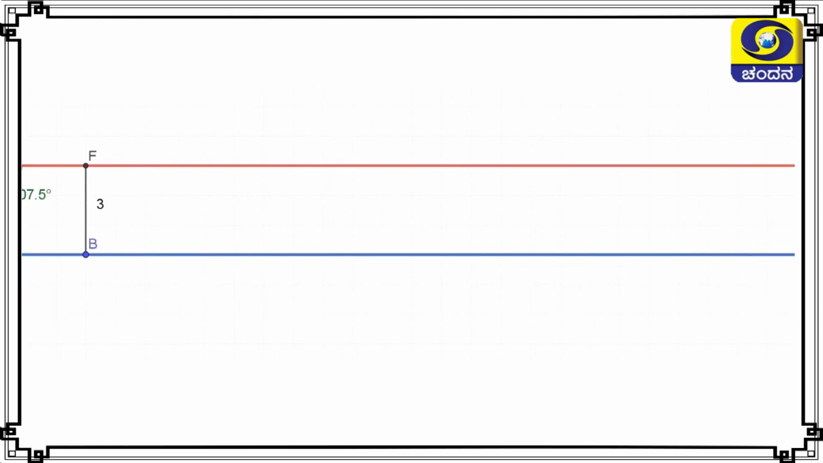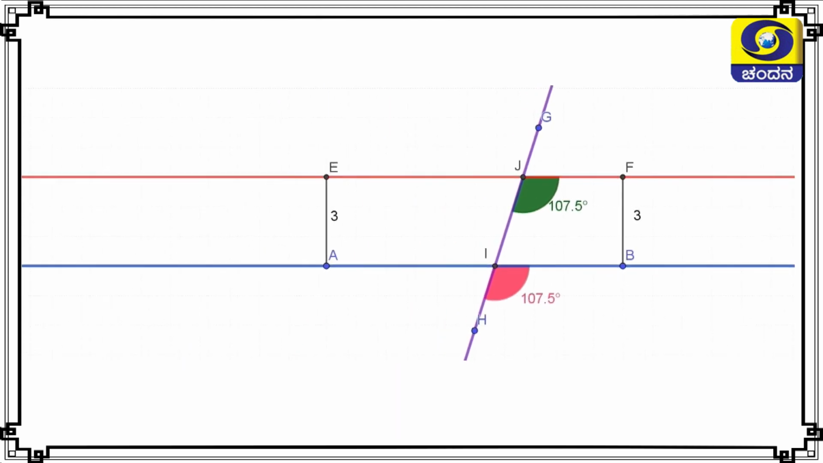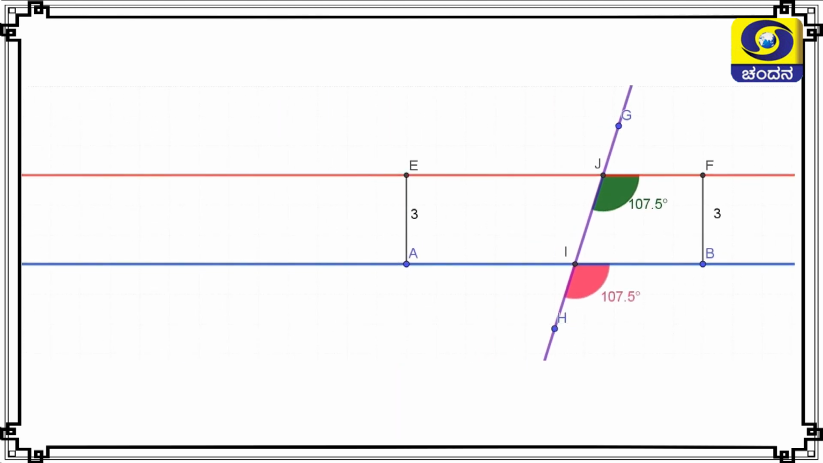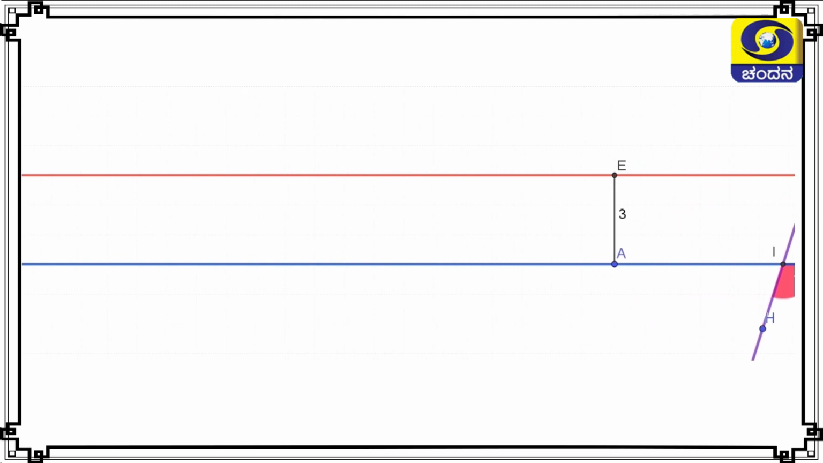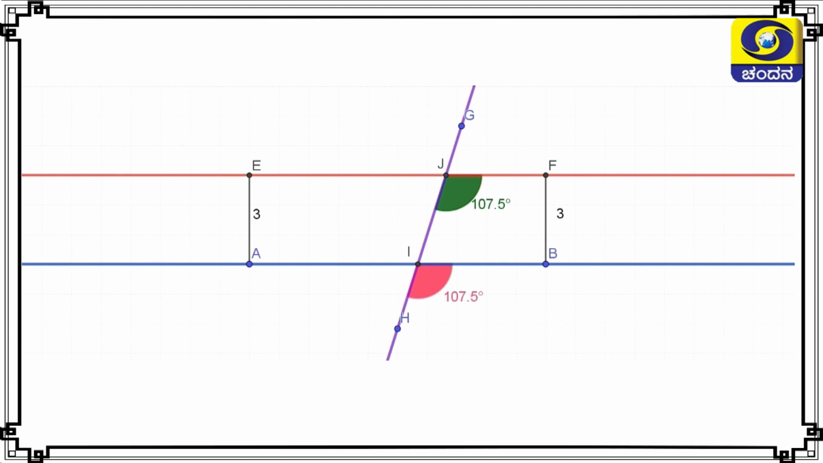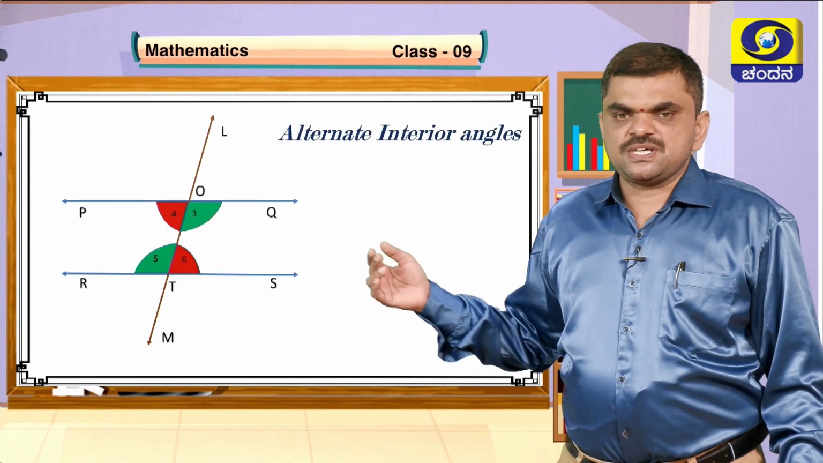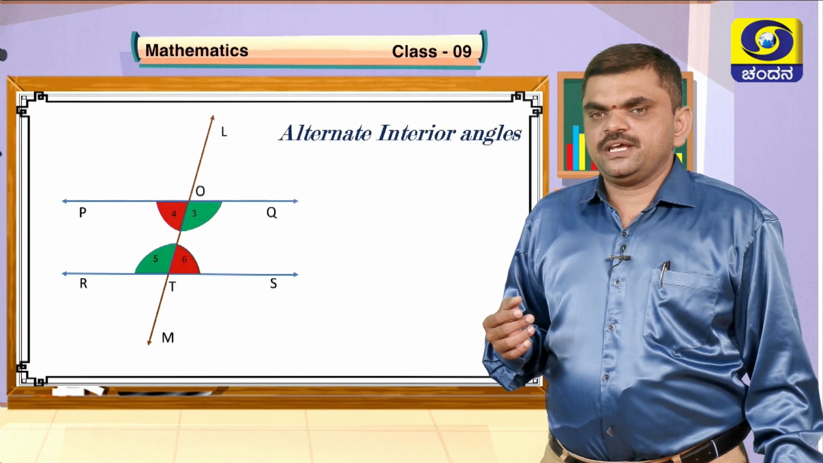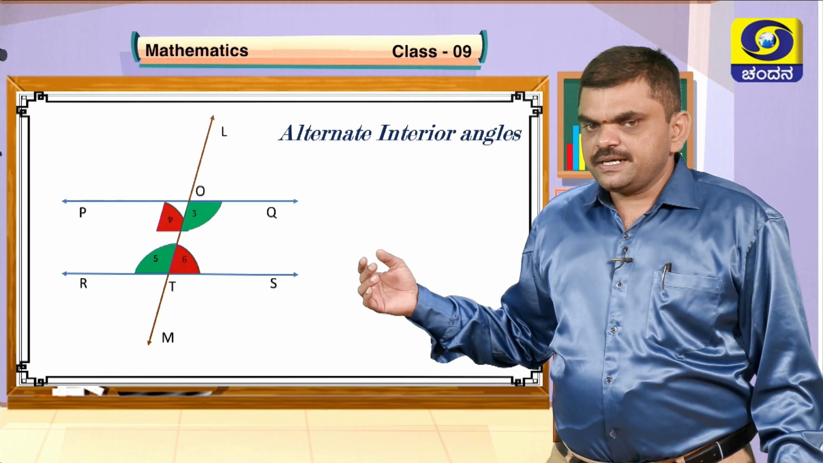If a transversal cuts any two lines, and a pair of corresponding angles formed is equal, then those two lines are parallel. Observe here, children, I am extending both the sides, and still the distance between those lines is equal. Now, next, let us observe alternate interior angles. We know what alternate interior angles are.